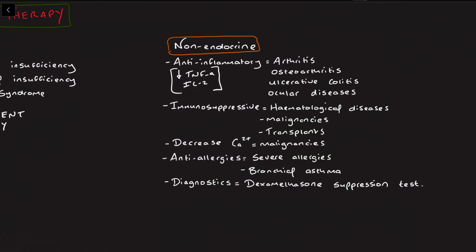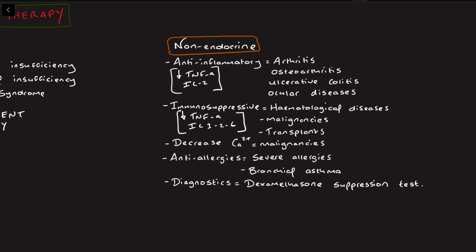It could also be used as immunosuppressive therapy, as it reduces interleukins 1, 2 and 6 along with tumor necrosis factor alpha. Here it could be used in hematological diseases such as autoimmune hemolytic anemia and certain malignancies along with transplants. It could also be used to decrease calcium levels, as there's hypercalcemia in certain malignant conditions, although this is really uncommon in practice.